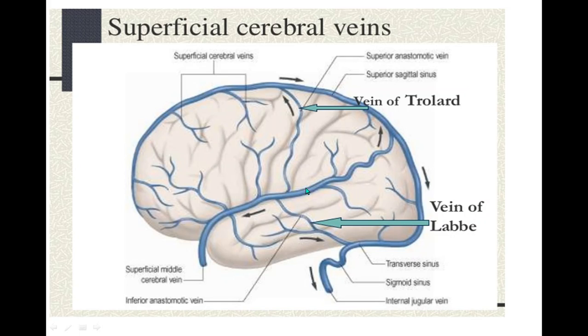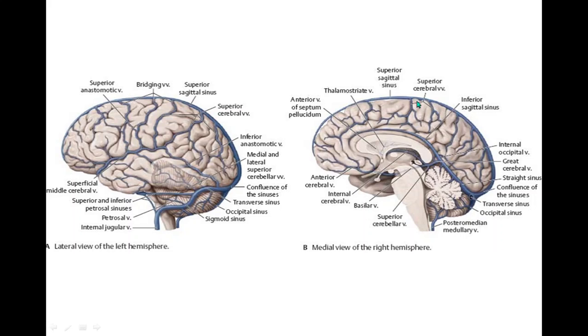Okay, so these two veins are named the vein of Trolard and vein of Labbé, which are superior and inferior anastomotic veins connecting the superficial middle cerebral vein with the superior sagittal as well as the transverse sinus. So I explained the superior cerebral veins, then the superficial middle cerebral vein. These are the veins on the lateral side of the cerebral hemispheres, whereas on the medial side you have the inferior sagittal sinus, just above the corpus callosum.